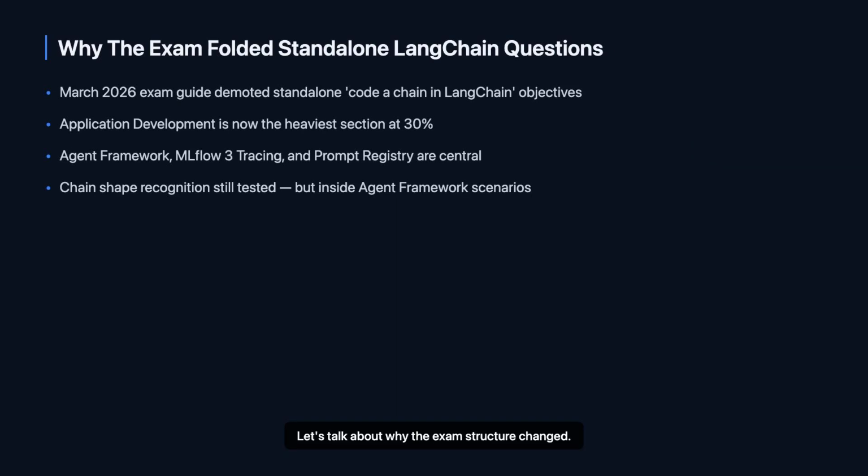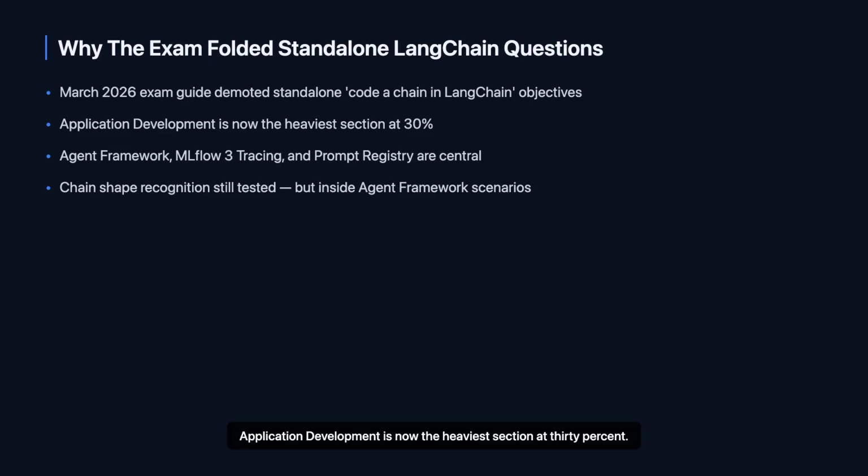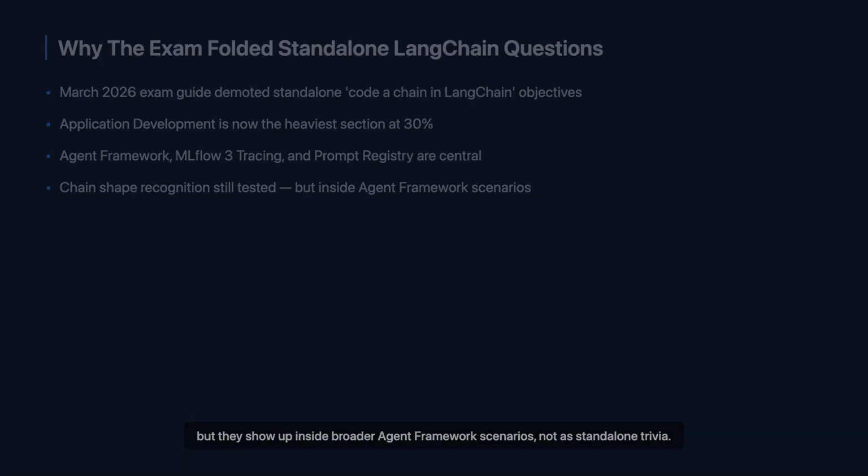Let's talk about why the exam structure changed. The March 2026 exam guide demoted standalone code-a-chain in LangChain objectives. Application development is now the heaviest section at 30%. The agent framework, MLflow 3 tracing, and the prompt registry sit at the center of that section. Chain shape recognition is still tested. You'll still see LCEL code snippets, but they show up inside broader agent framework scenarios, not as standalone trivia.